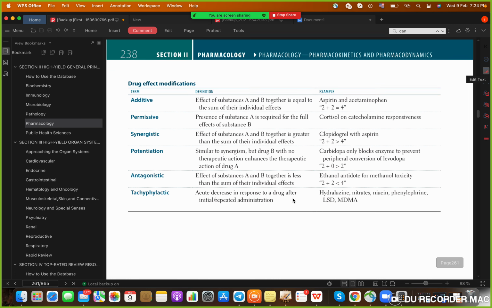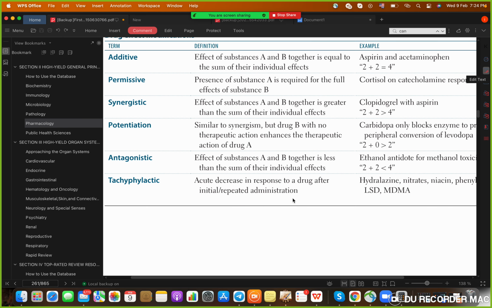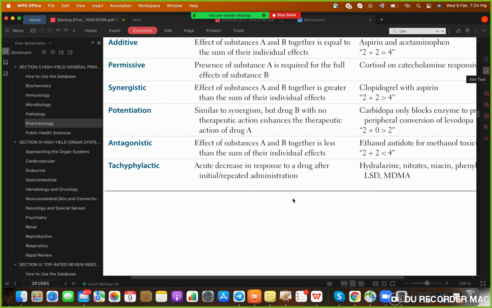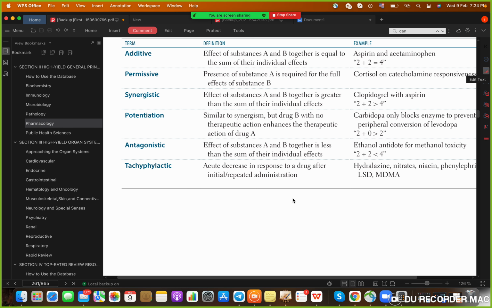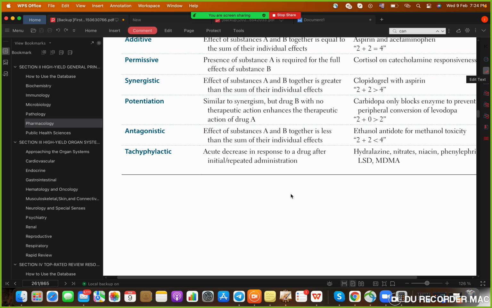Okay. So that is potentiation. Antagonistic, for example, is when the effect of drug A and drug B together is less than the sum of their individual usage. For example, a drug and its antidote. For example, ethanol and fomepizole, which is the antidote of it.